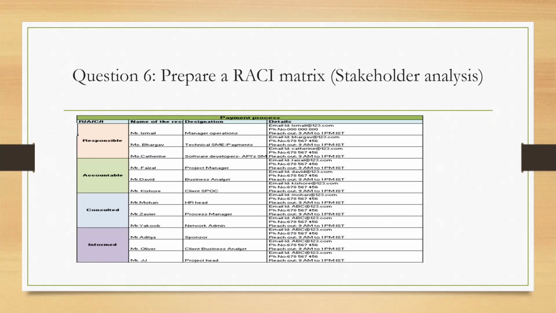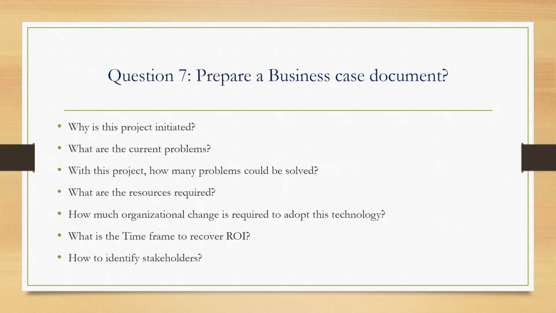And consulted is for whom we need to consult. There will be SMEs, subject matter experts. We need to consult them for any doubts we get in that project. And informed is for whom we need to inform. As a business analyst, we need to inform our project manager, and the project manager will inform the delivery head, and our organization will inform the client people. Okay. So these are the things we will find out: who will be the responsible, accountable, consulted, and informed person in all aspects. Okay, and coming to the business case document.